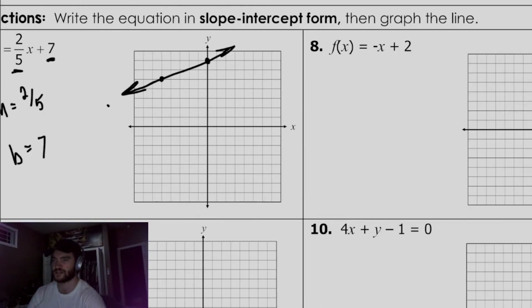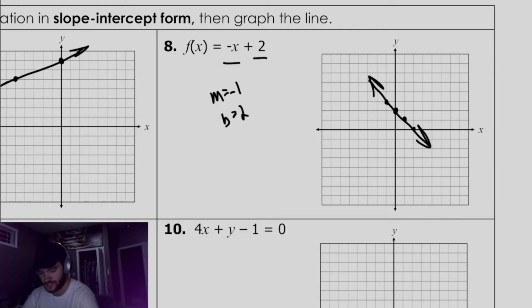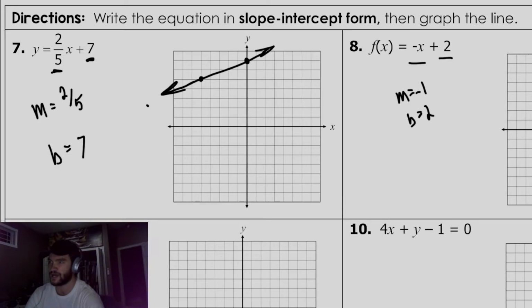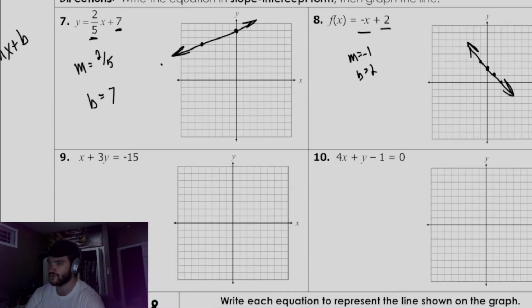Easy peasy. You guys have done this 1,000 times. So this one, my y-intercept is 2. My slope is -1. So m equals -1, b equals 2. So right here, and then I go down 1 to the right 1, down 1 to the right 1, up 1 to the left 1. So we have this nice and easy negative slope looking like this. Obviously, this is a negative. It's facing down. It's going downwards. This one's a positive slope. It's going up. Great.